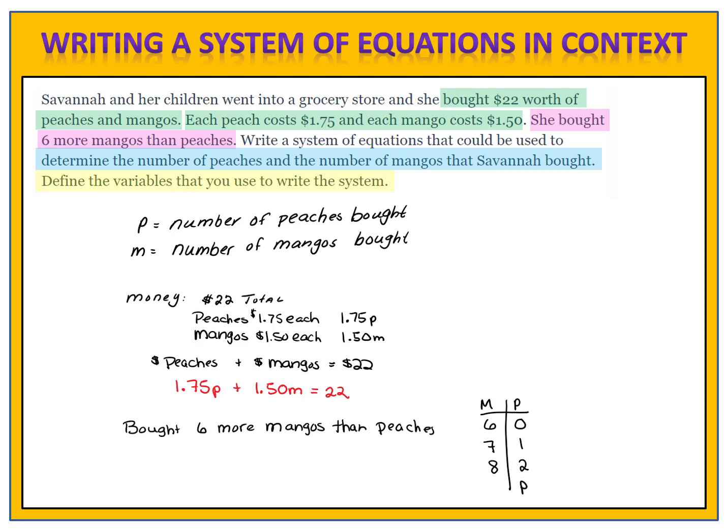P peaches, P plus 6 mangoes. The number of mangoes is the number of peaches plus 6 more. So the second equation: m, the number of mangoes, equals p, the number of peaches, plus 6 more. I've now written my system of equations, which I could solve in order to determine the number of each that she purchased. But the problem doesn't ask me to solve the system, it simply asks me for now to write the system of equations.